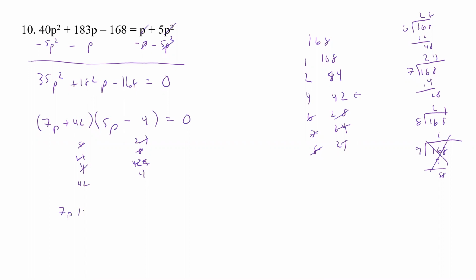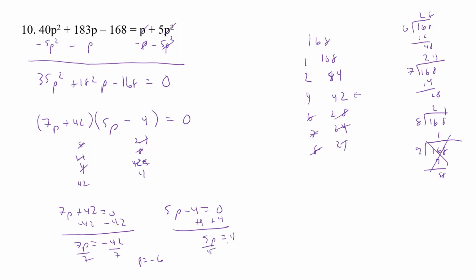So 7p plus 42 equals 0, and 5p minus 4 equals 0. Subtract 42: 7p equals negative 42. Divide by 7, p equals negative 6. Here we add 4 on both sides, then 5p equals 4. Divide by 5, p equals 4/5. All right, so we get negative 6 and 4/5.